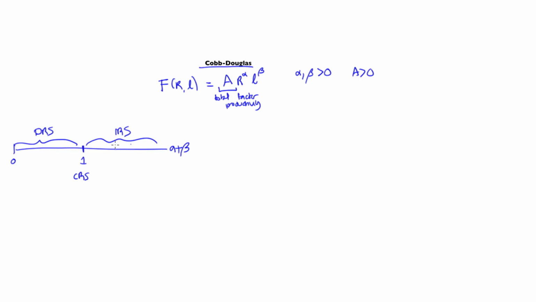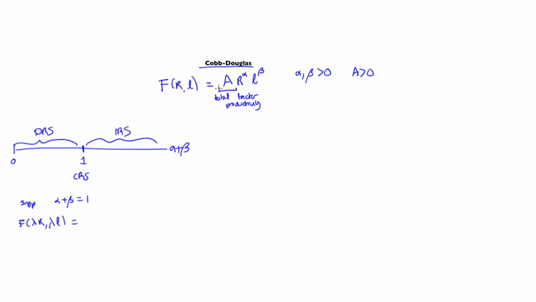I'm going to prove this to you for the case of constant returns to scale. You should, as a good exercise, do it more generally. So why does it satisfy constant returns to scale if alpha plus beta is equal to 1? So suppose alpha plus beta is equal to 1. Now let's ask, what is the effect of multiplying the inputs by lambda?